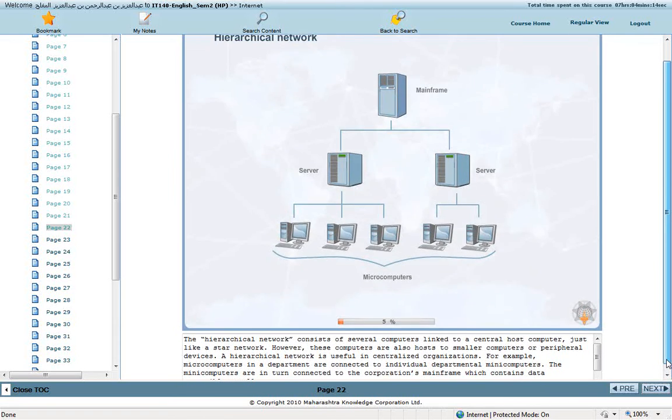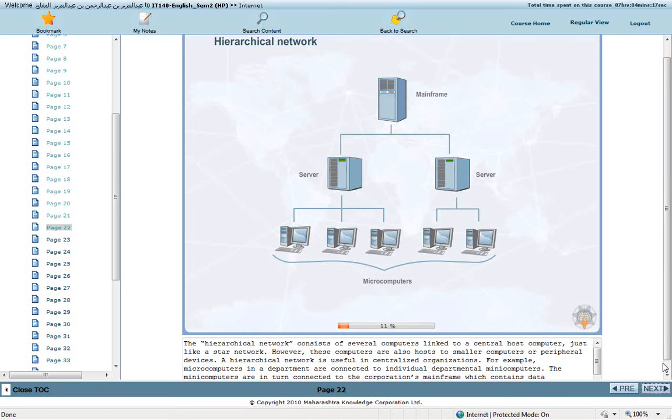The hierarchical network consists of several computers linked to a central host computer, just like a star network. However, these computers are also hosts to smaller computers or peripheral devices. A hierarchical network is useful in centralized organizations. For example, microcomputers in a department are connected to individual departmental minicomputers. The minicomputers are in turn connected to the corporation's mainframe, which contains data accessible to all.